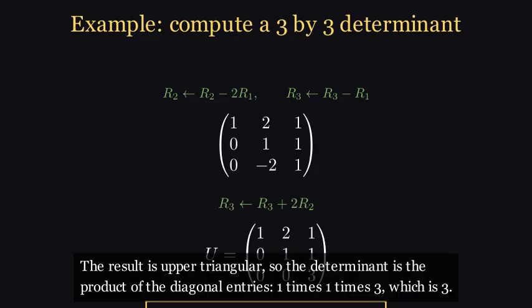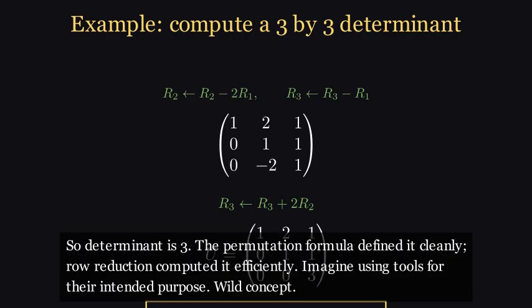The result is upper triangular, so the determinant is the product of the diagonal entries. 1 times 1 times 3, which is 3. So determinant is 3. The permutation formula defined it cleanly. Row reduction computed it efficiently. Imagine using tools for their intended purpose. Wild concept.